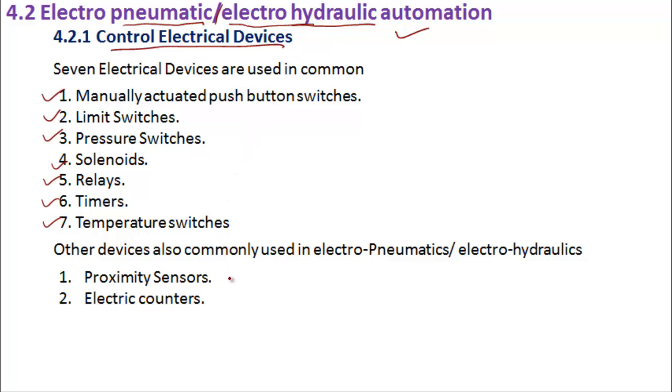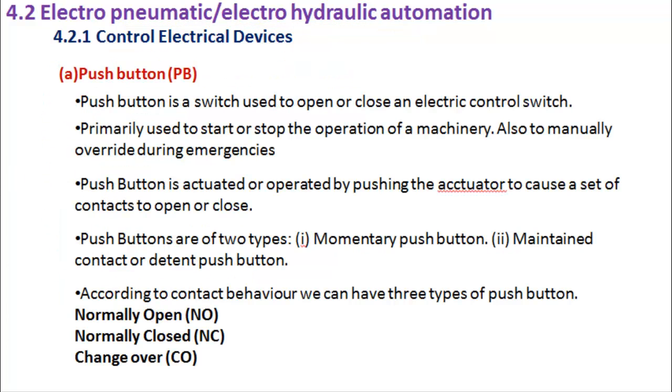The other devices that we are going to study are the proximity sensors and the electric counters. So now let us start with the manually actuated push button switches. A push button is a switch that is used to either open or close an electric control switch. Okay, and primarily it is used to start or stop the operation of a machinery. It can also be used when you want to manually override the system during emergencies.